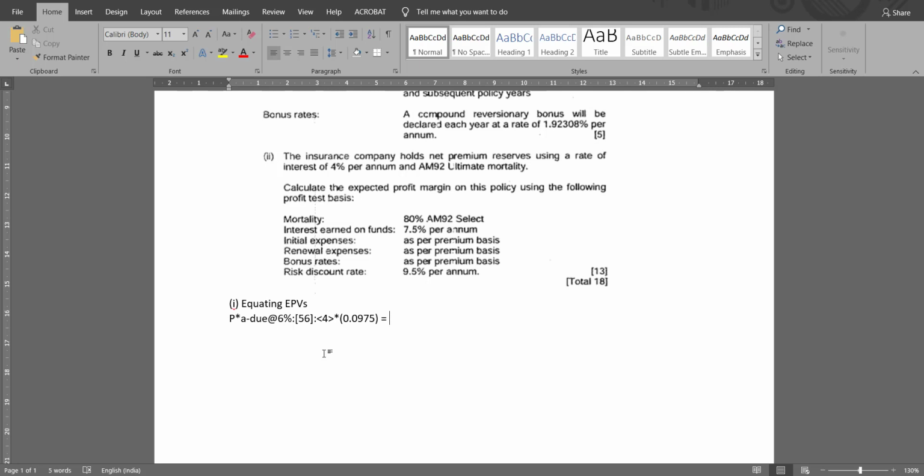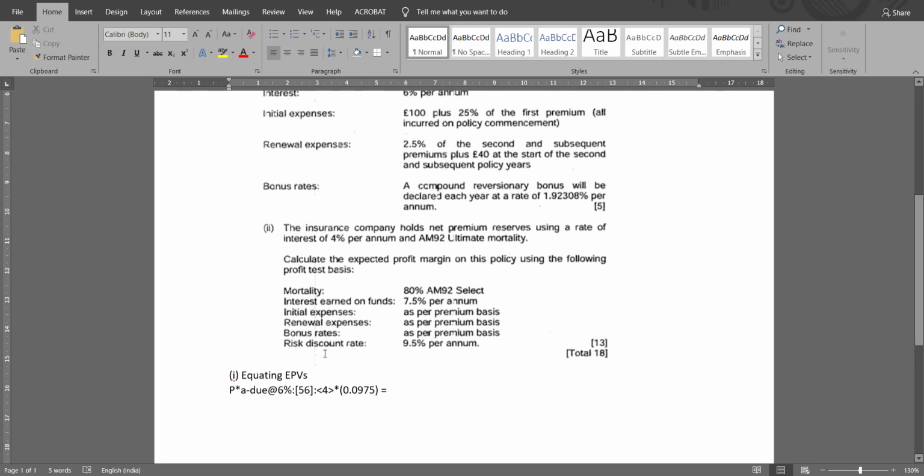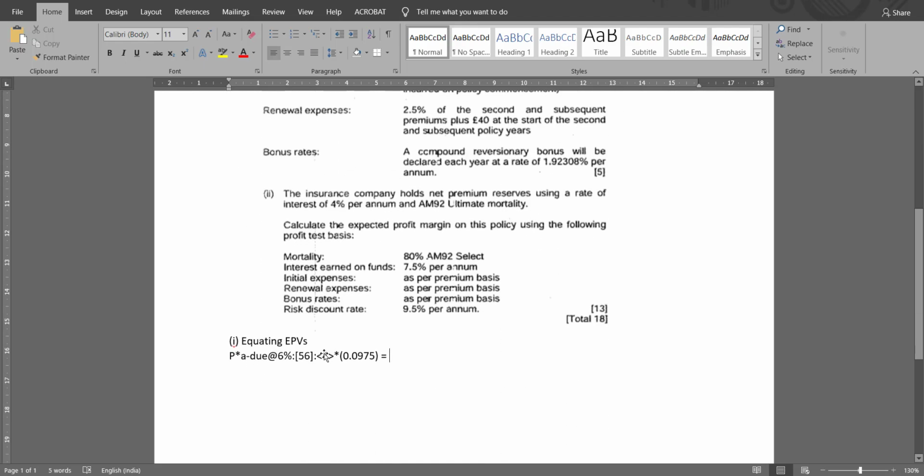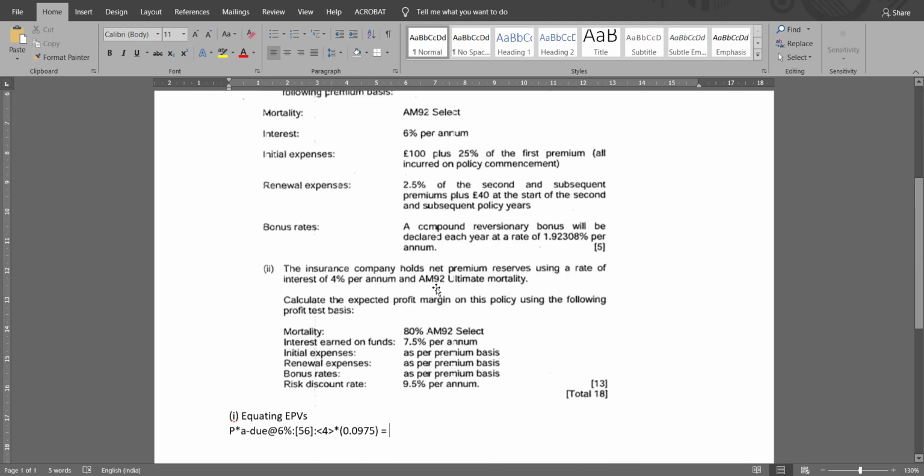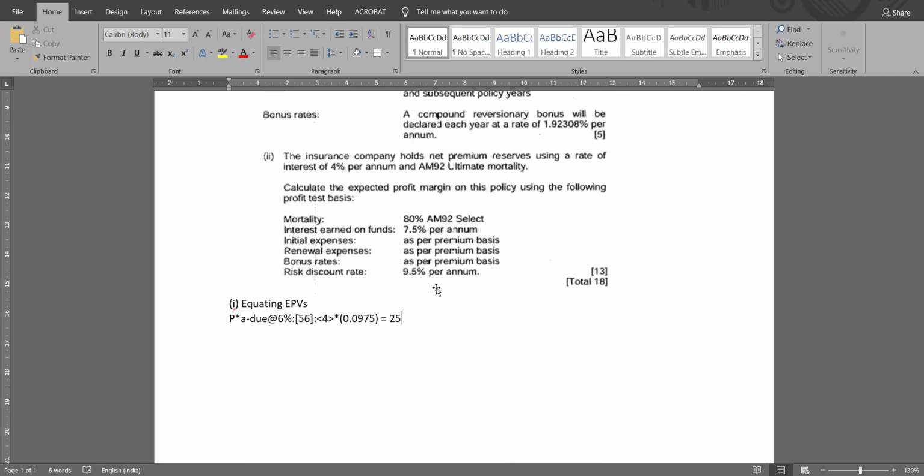Fine. Now you have to equate this to the assurance factor. So what will that be? 25,000. And what sort of contract is this? This is an endowment assurance. Bonuses vest at the beginning of the year. So you're working with endowment assurance. The age of this policyholder is 56, and the term is 4 years, so 4 years is what you're working with.